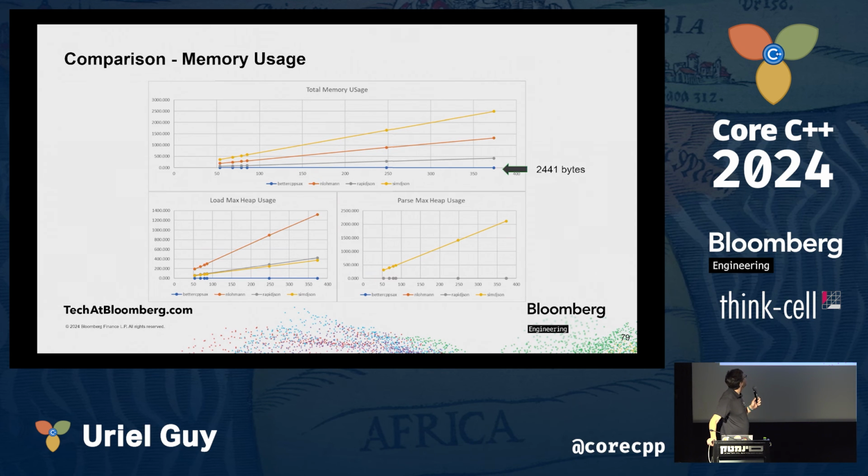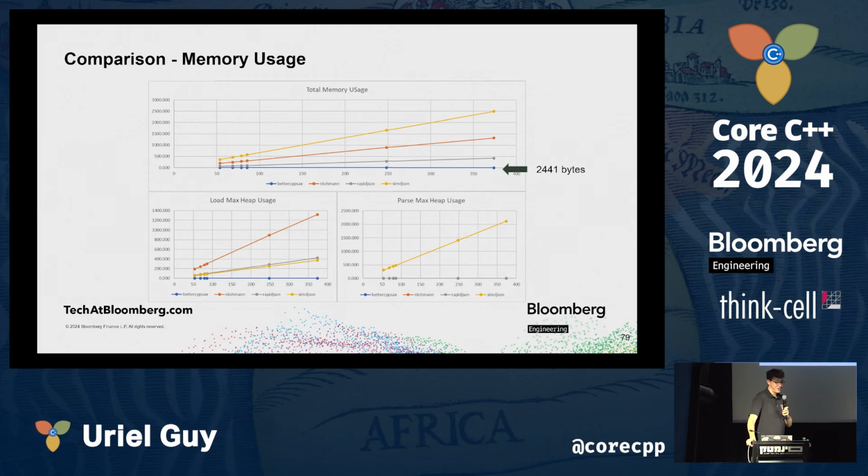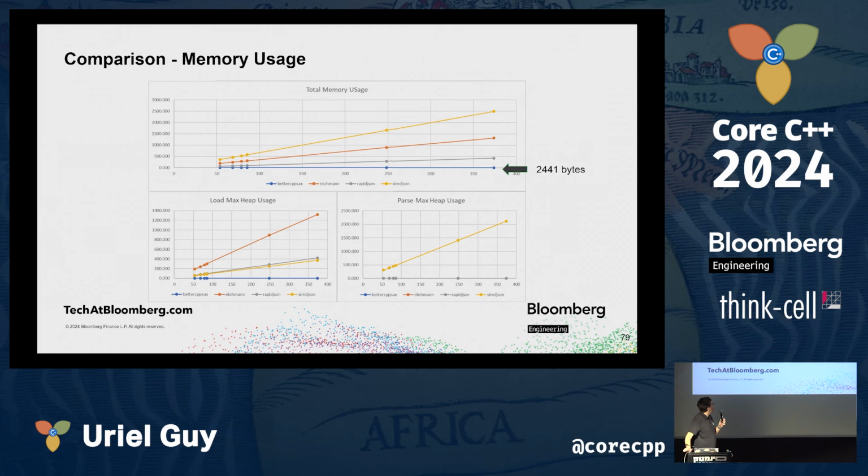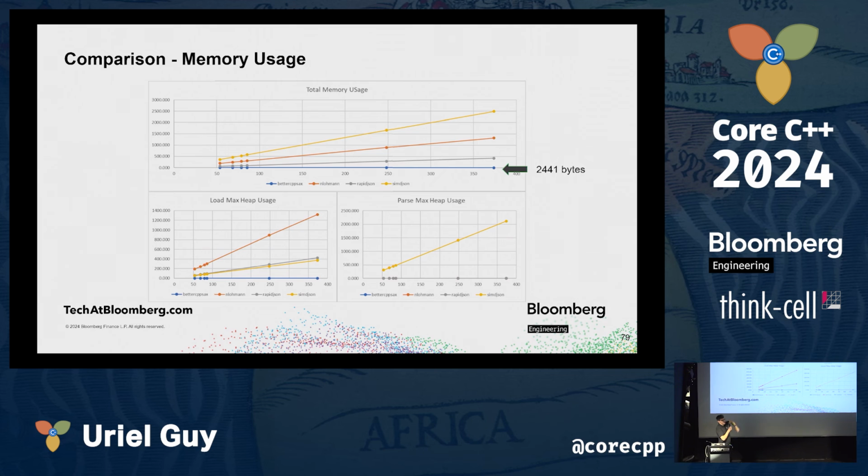Memory. So memory was kind of nice. You can see that the blue one is kind of at the low. This is mine. The x-axis is the size of the JSON in megabytes, and the y-axis is the memory needed in megabytes. So you can see that with SIMD JSON, which is very, very, very fast, for 360 megabytes of JSON, it needs about 2.5 gigabytes of RAM. I'm using 2.5 kilobytes of RAM. The memory usage is linear to the depth of the JSON rather than the length of it. So it's kind of nice.